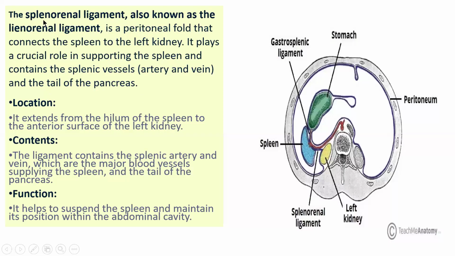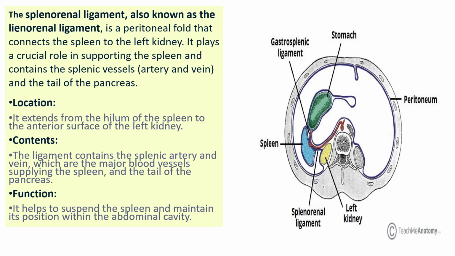Now I explain to you about the splenorenal ligament. The splenorenal ligament is also known as the lienorenal ligament. Points should be noted. The pancreas is connected with the spleen with the help of a ligament. The name of that ligament is the splenorenal ligament, also called the lienorenal ligament. It is a peritoneal fold that connects the spleen to your left kidney.